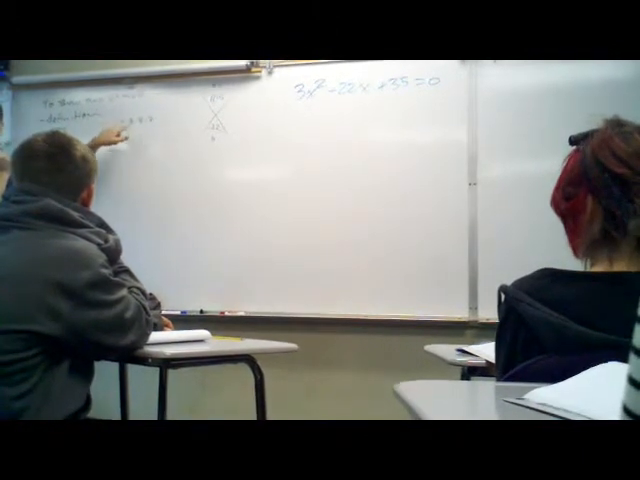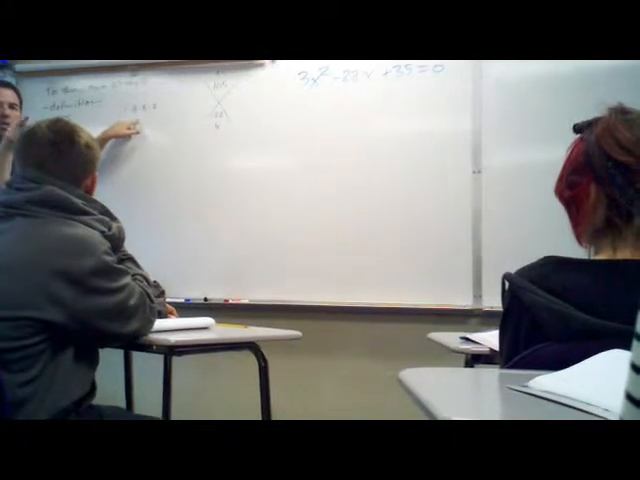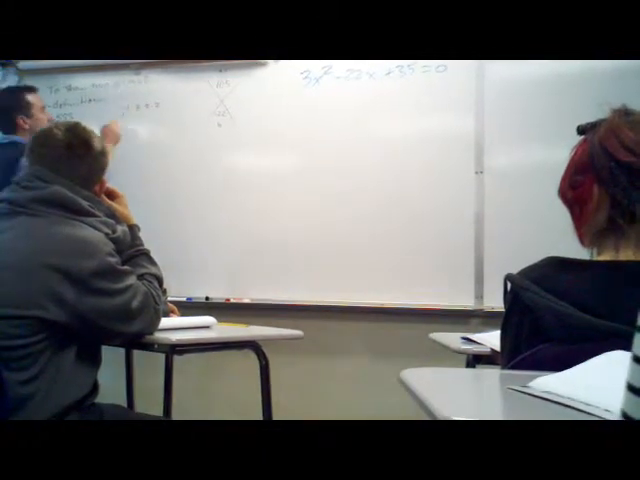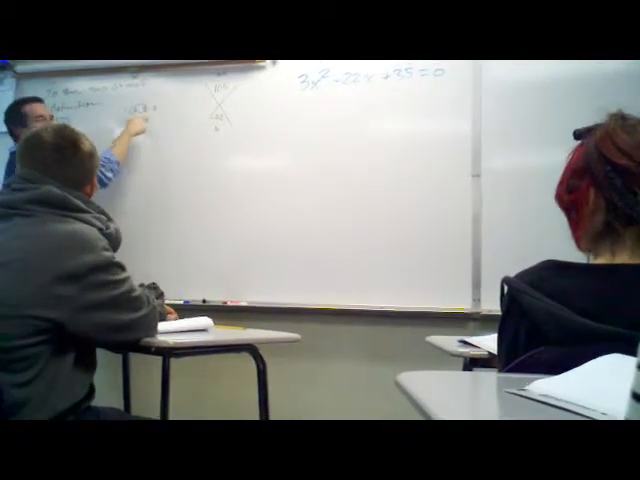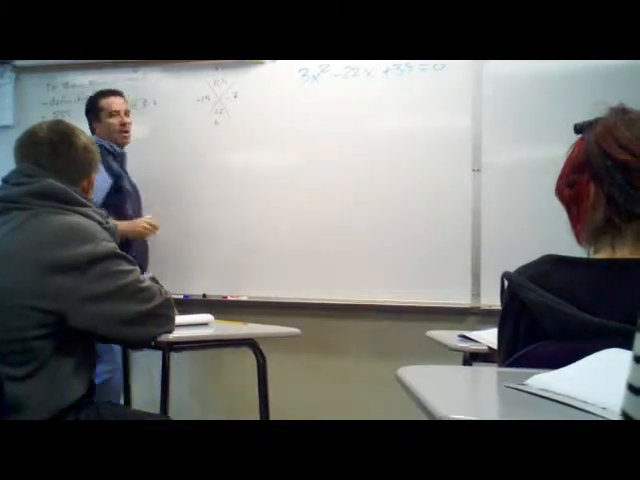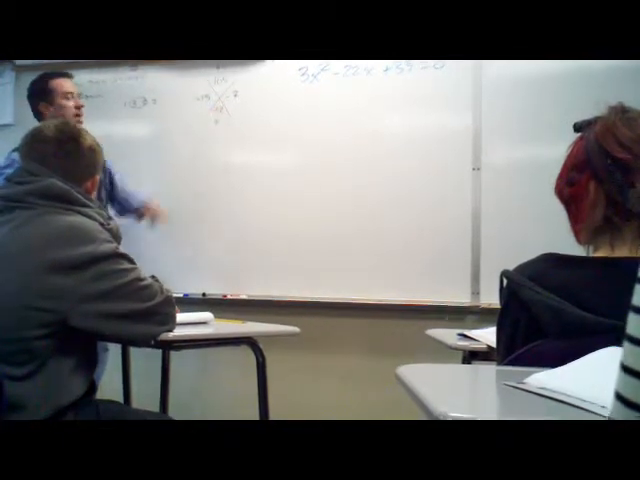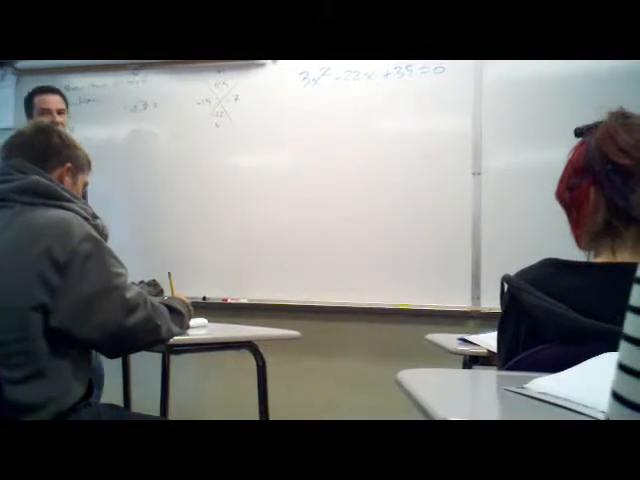Does anyone know what the two factors are we're going to use? Does anyone know? Negative 15 and negative 7. So he's saying negative 15 and negative 7. All right? Sure enough, when I multiply them, I get 105. When I add them, I get negative 22. Since I can find those, this is factorable, and I can proceed.